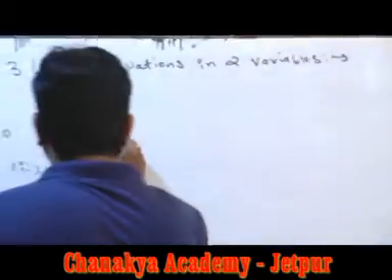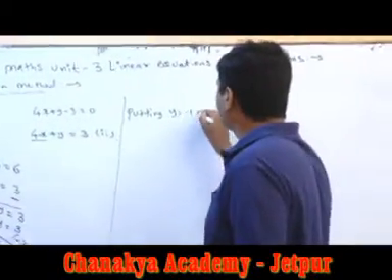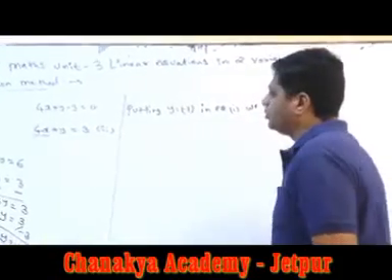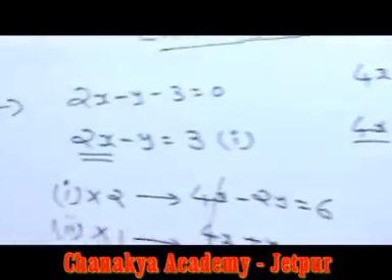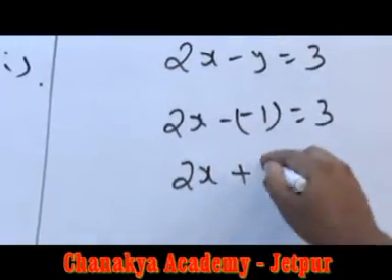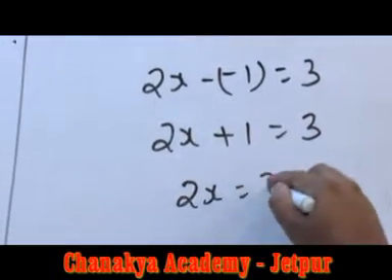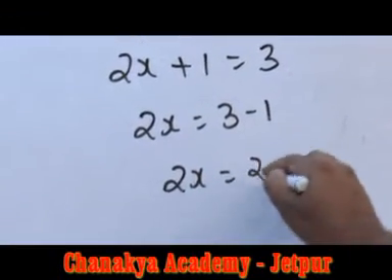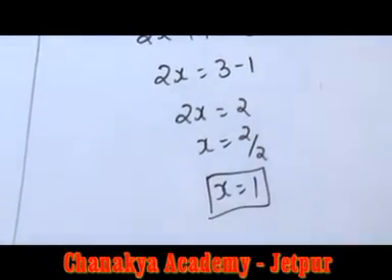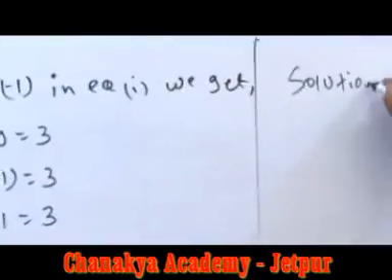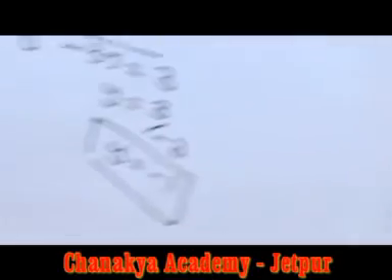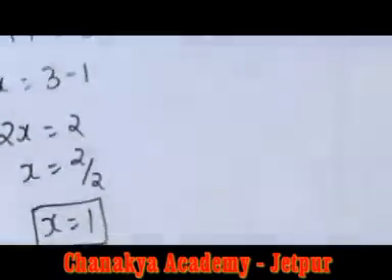Putting y equal to minus 1 in equation number 1, we get, okay, equation 1 is 2x minus y equal to 3, 2x minus of minus 1 gives 2x plus 1 equal to 3, here 2x equal to 3 minus 1, 2x equal to 2, x equal to 2 divided by 2, x equal to 1. Okay students, last step, solution set is x comma y equal to 1 comma minus 1. Students, here we have completed.